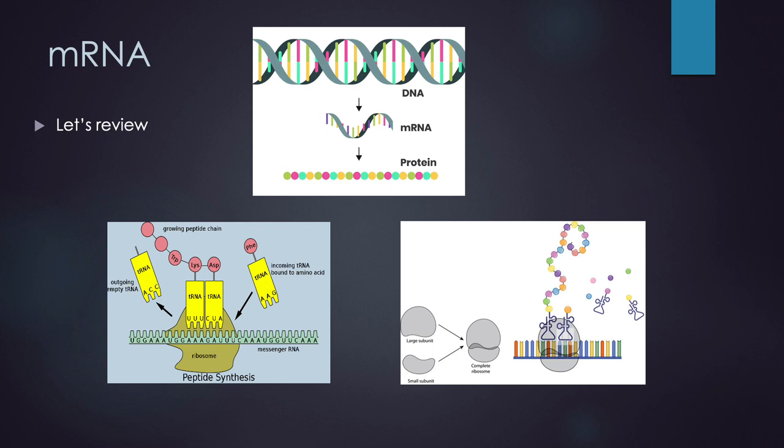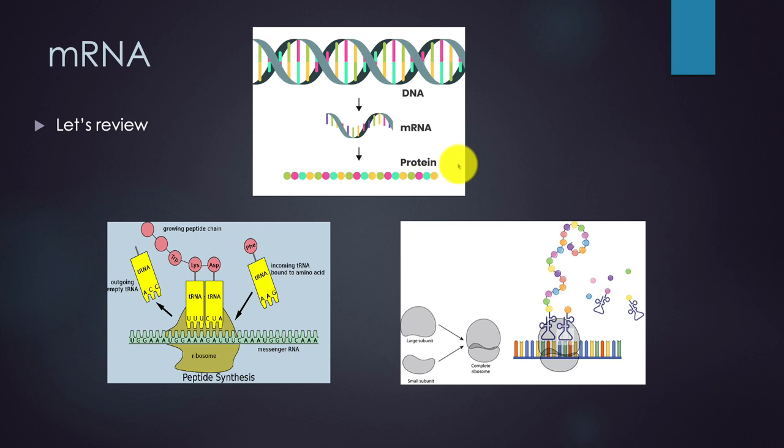We already know what messenger RNA is. Here's that picture again. We've got the DNA, we've got the base pairs. We know that when DNA is transcribed, these base pairs are separated, and DNA polymerase will transcribe just a single strand of the DNA. It doesn't transcribe both of them. And then when it transcribes that, we get this messenger RNA. And the messenger RNA goes to the ribosome to make protein. So we know about that.